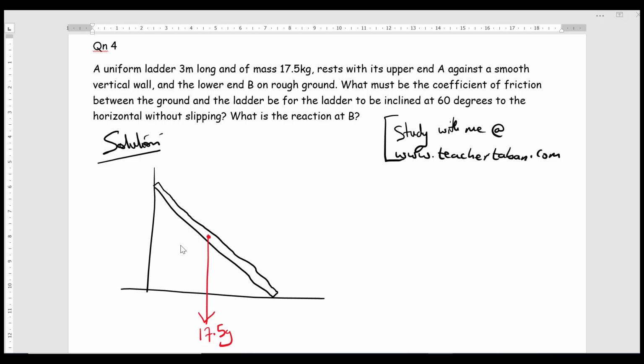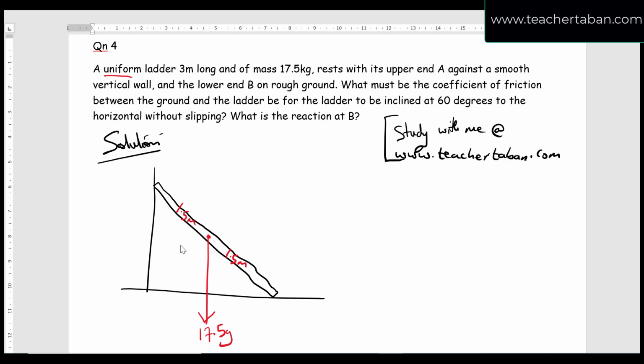So the question says that the ladder is uniform and it is of mass 17.5 kilograms, meaning that its weight acts in the middle. This is 1.5 meters, 1.5 meters. The weight acts in the middle. And the weight is mg, so it's 17.5 g. They're saying that it is resting against a smooth vertical wall.